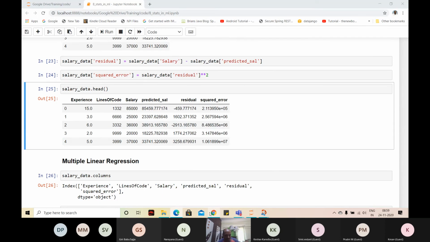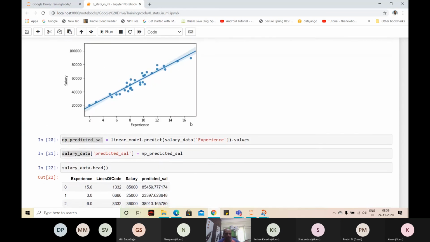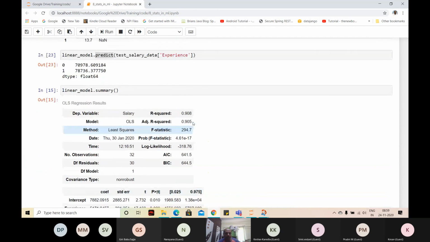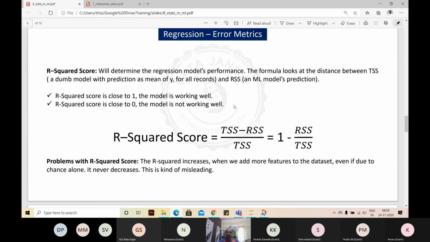That's what has happened with our model also. See this here? The R square score is actually 0.90. That means the model is working well. I said the model is working well because this formula is actually giving us that clarity. Got it?